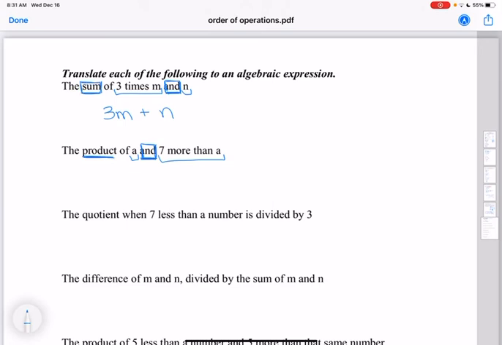So in this one where it says "and", that's where the product goes. So we have a, and then product would just be multiply, 7 more than a. So I'm going to put 7 plus a within the parentheses. You could have a plus 7. That would be the same. Okay, so now let's do the next one together.